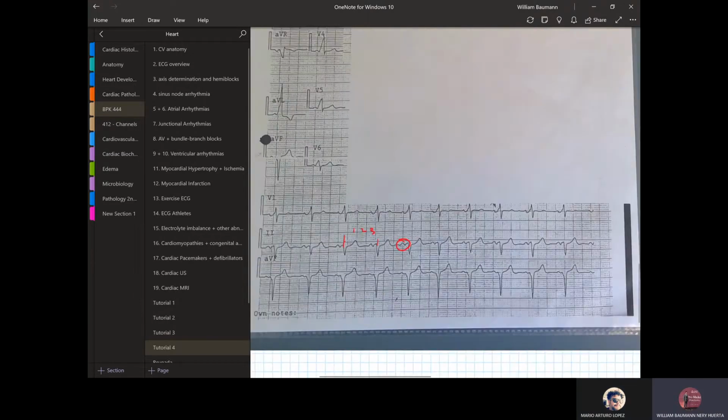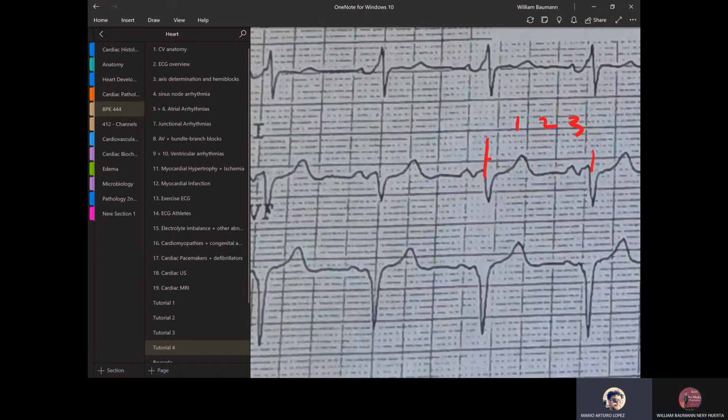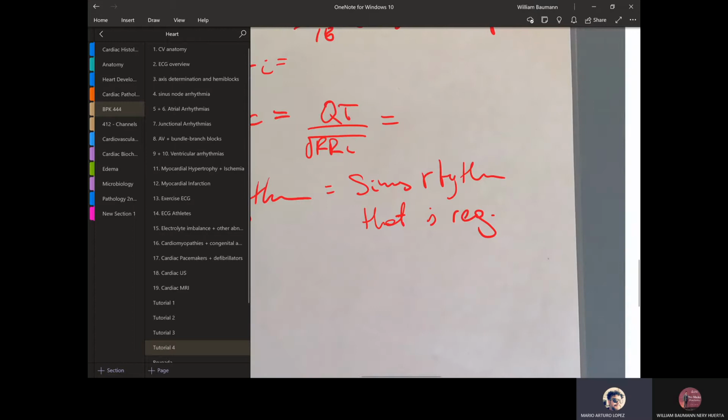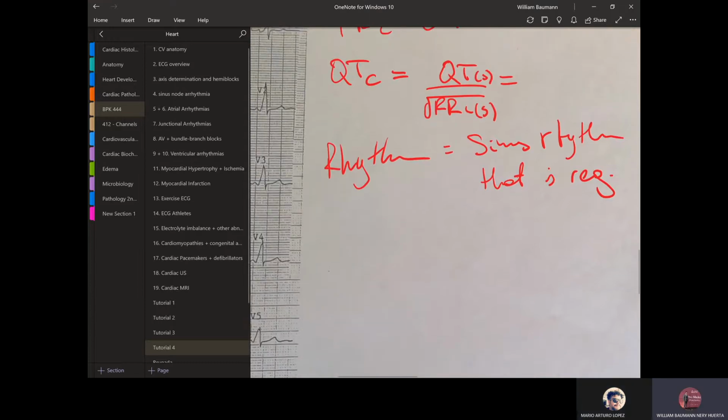Excellent. How's our PR interval? The PR interval would be from here to here. So maybe 1, 2, 3, 4. 4 times 0.04 is 0.16, so that's good. Normal is from 0.12 to 0.2. I wrote down the QTc to practice.